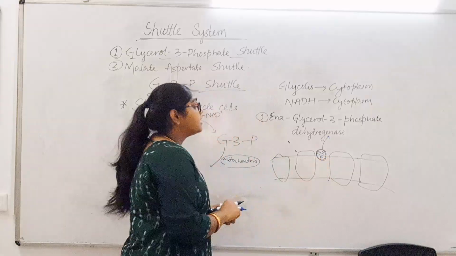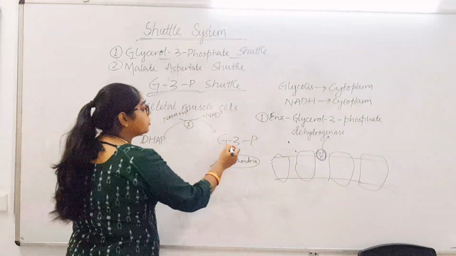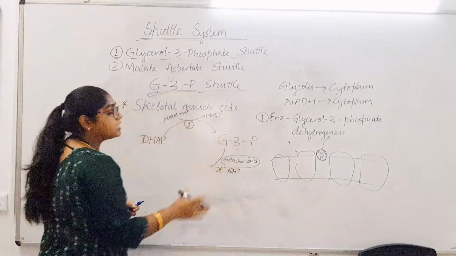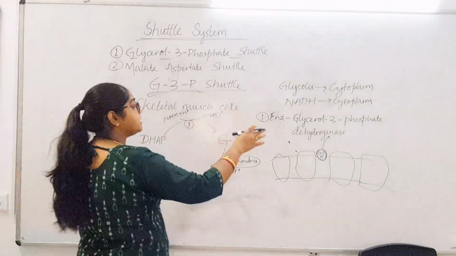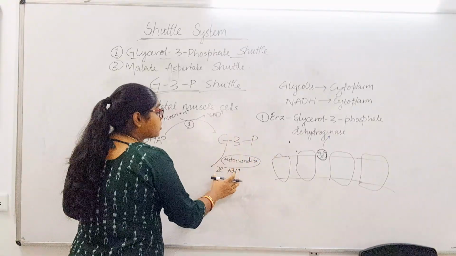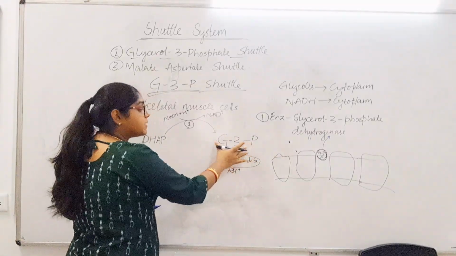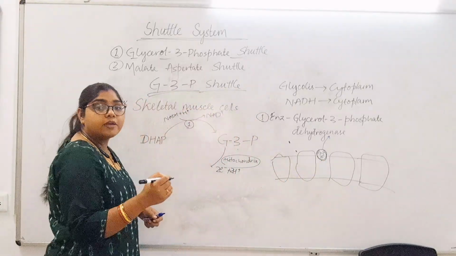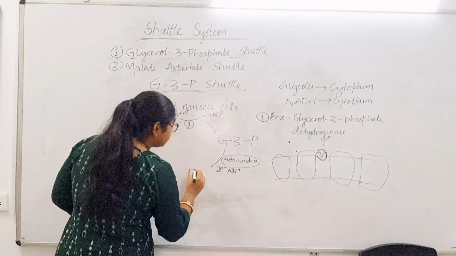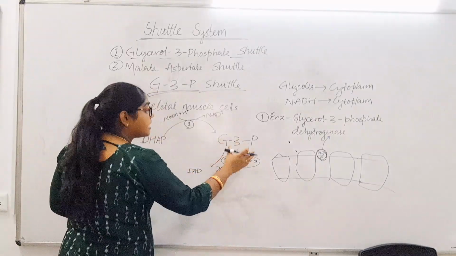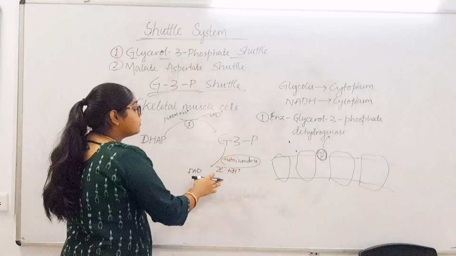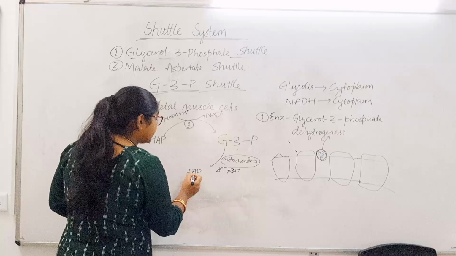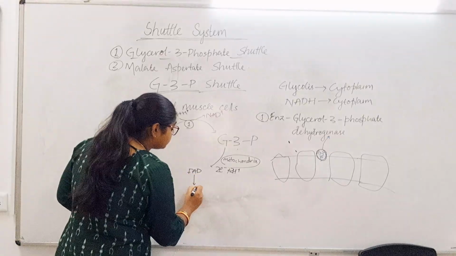So here this glycerol 3-phosphate dehydrogenase again removes 2 electrons and 2 protons from glycerol 3-phosphate, and here FAD is present. Okay, in the inner membrane of the mitochondria, FAD is present. This glycerol 3-phosphate dehydrogenase will place this electron and proton onto the FAD, and FAD will convert to FADH2.